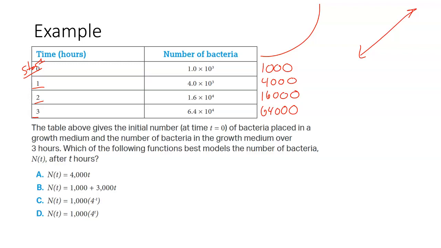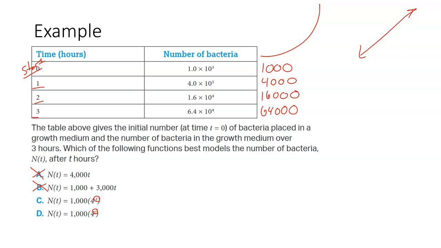I can eliminate B, what else? And A. Both of those are linear relationships. How do I know that they're not exponential? They're missing what? An exponent. There's no exponent. So these are the only two possibilities. So right off the bat, seeing that relationship, boom, two of my answers are gone.